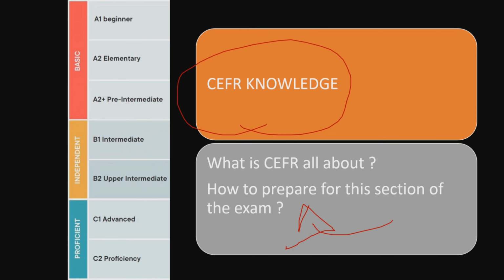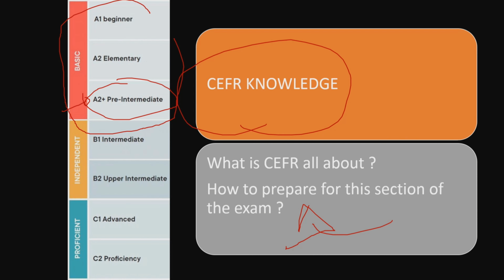First thing, you can take a screenshot of this slide and you have to memorize all these levels: A1 is beginner level, A2 is elementary level, A2 plus is pre-intermediate. So there's a third level, and when we appeared for the exam, this level was also included, and they told us in the rubric that you can assign any of these levels to the given essays when we evaluate them.